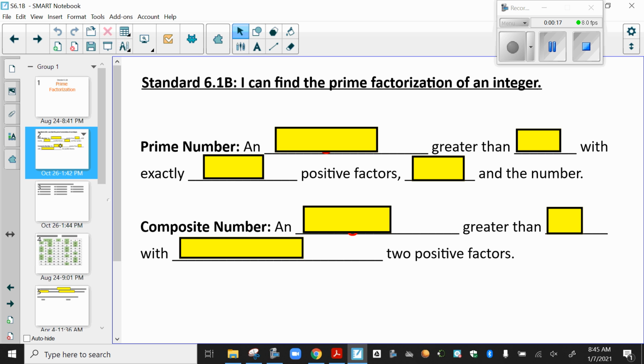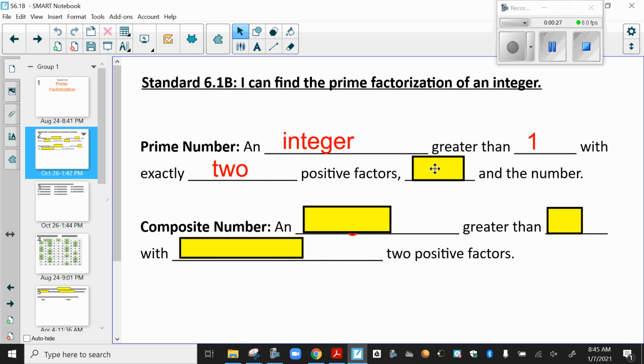First, a prime number is an integer greater than 1 with exactly two positive factors: 1 and the number, meaning itself, right?